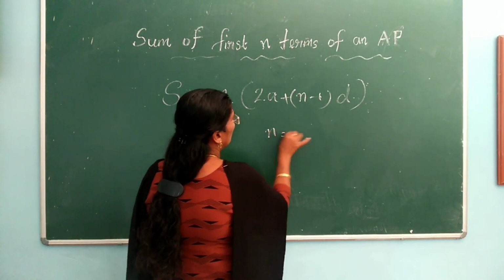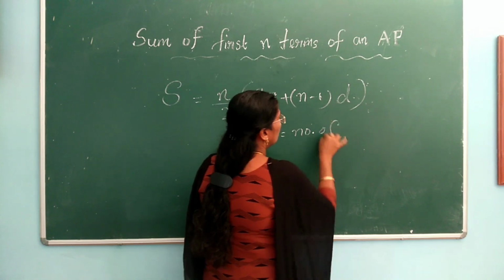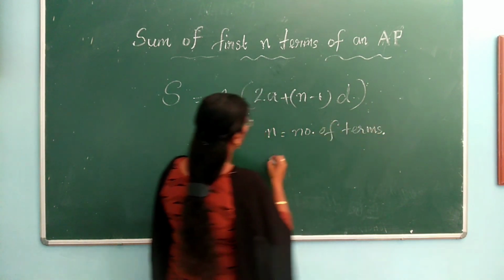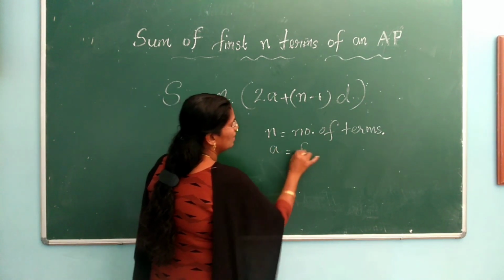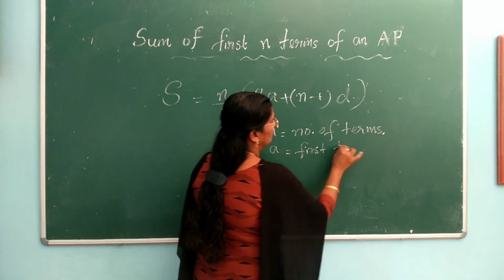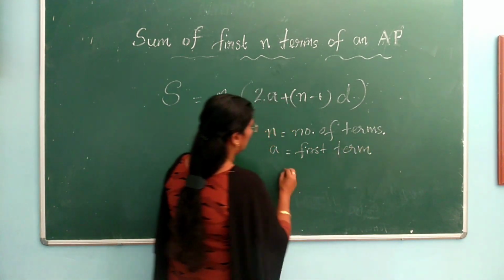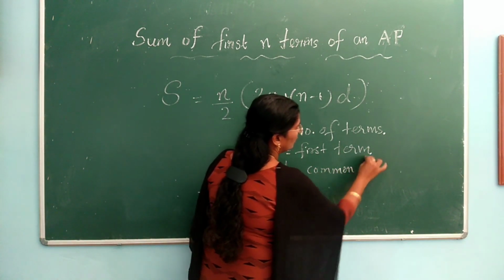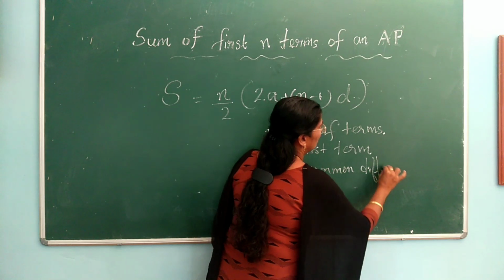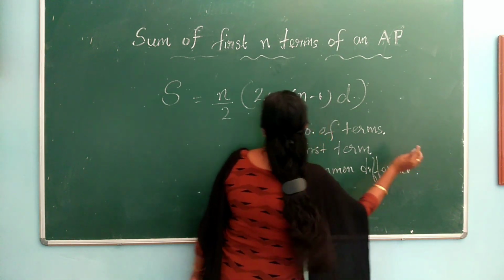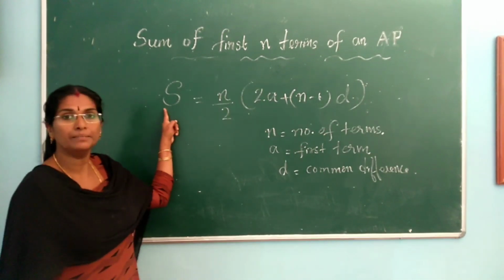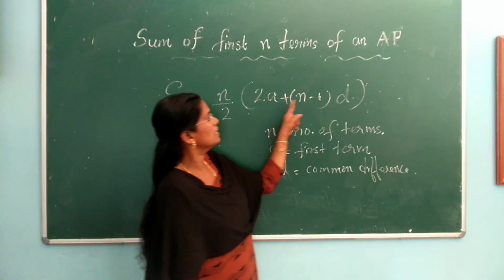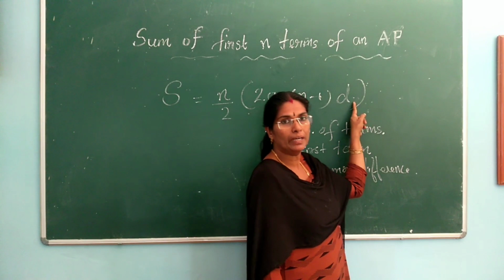Here n is equal to number of terms, and a is the first term. d is the common difference that we already learned. Our equation is S is equal to n by 2 into 2a plus n minus 1 into d.